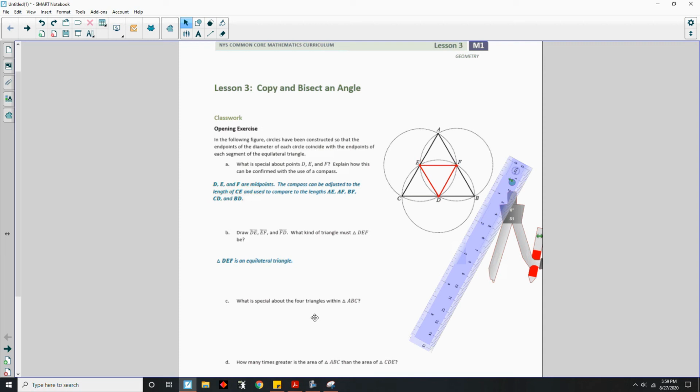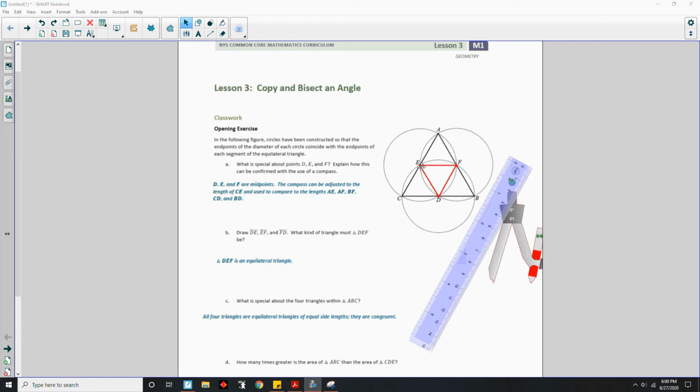C says, what is special about the four triangles within triangle ABC? Now there are 4 triangles here. There's triangle CDE, there's triangle DEF, there's triangle BDF, and there's triangle AEF. What is special about those 4 triangles? All 4 triangles are equilateral triangles of equal side lengths. They are all congruent because they are all radii.